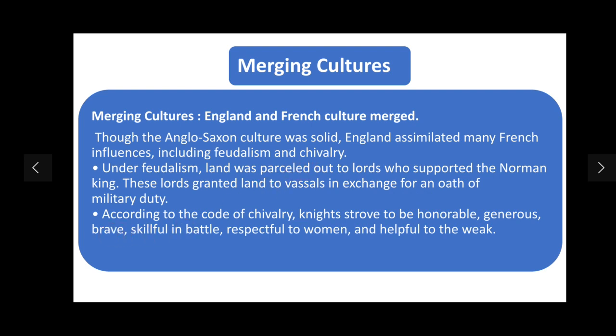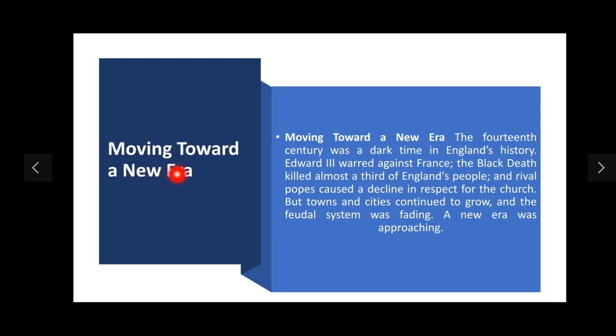Moving towards a new era. The 14th century was a dark time in England's history. Edward III's war against France, the Black Death killing almost a third of England's people, and rival Popes caused a decline in respect for the church. But towns and cities continued to grow and the feudal system was fading. A new era was approaching. This new era was known as the Renaissance.